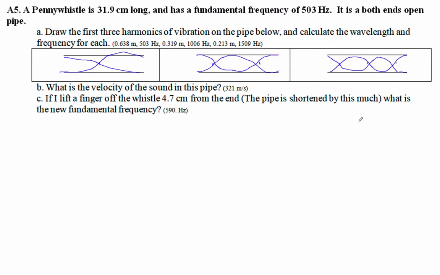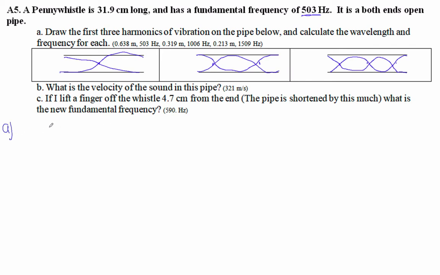Okay, it's open at both ends. 503. Ooh, that's cool. So notice that we're given not the wave speed, but the fundamental frequency, right? So calculate the wavelength and frequency for each. How to do that? Well, let's do it.